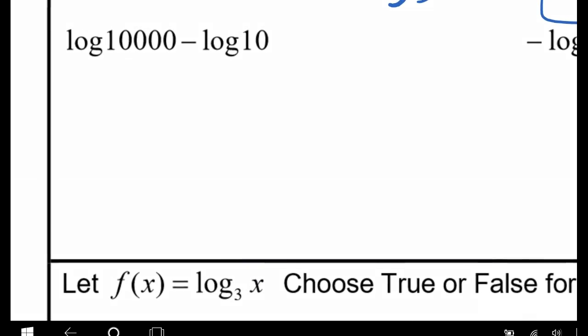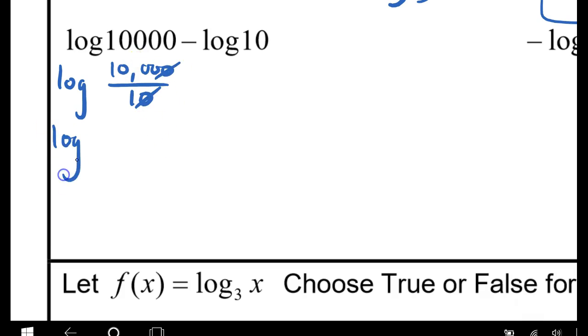Okay, so it's a minus in the middle, so that means we're going to use our quotient property. So we're going to put the first number over the second number. And let's simplify that. 10,000 divided by 10 is 1,000. And I know this is equal to some number. We'll call it that number x.